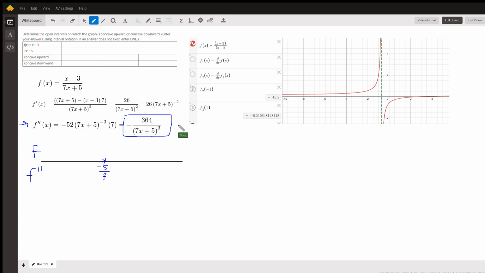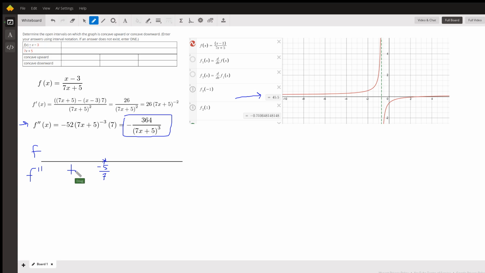This second derivative is never equal to 0, but it's undefined at negative 5/7. That's where this vertical asymptote exists. So we want to use test numbers on either side of negative 5/7 to see what the sign of the second derivative is. If I put negative 1 in here, then this denominator will be negative, and negative divided by negative is positive. Actually 45.5. So the second derivative to the left of negative 5/7 is positive.